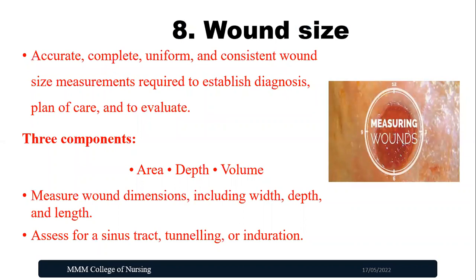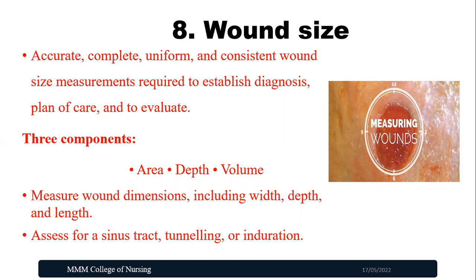The eighth aspect, as there were 7 aspects which I discussed in my previous video, is the wound size. Accurate, complete, uniform, and consistent wound size measurement is required to establish diagnosis, plan of care, and to evaluate wound healing. Wound size measurement includes 3 components: area of wound, depth, and volume of wound.